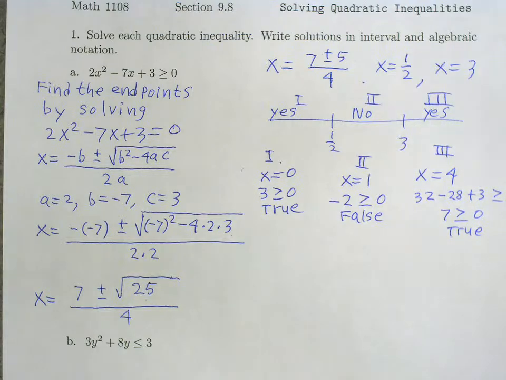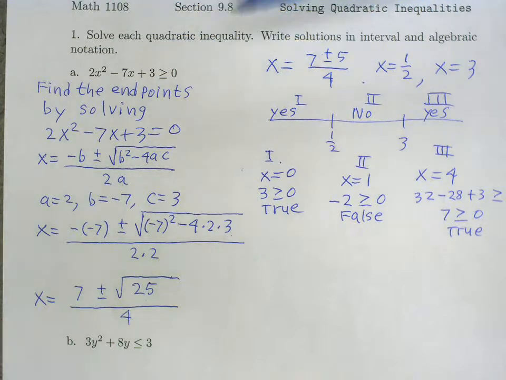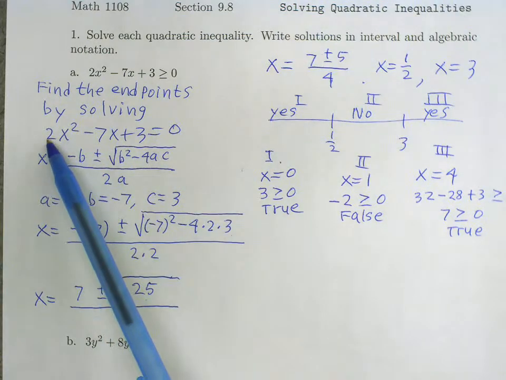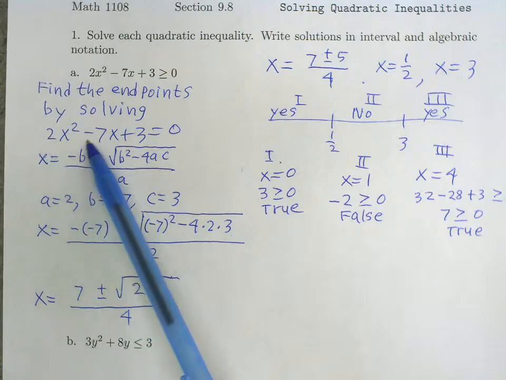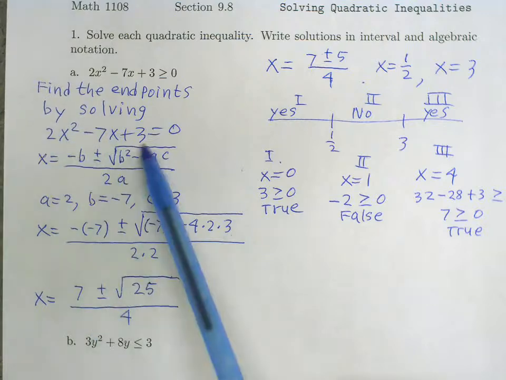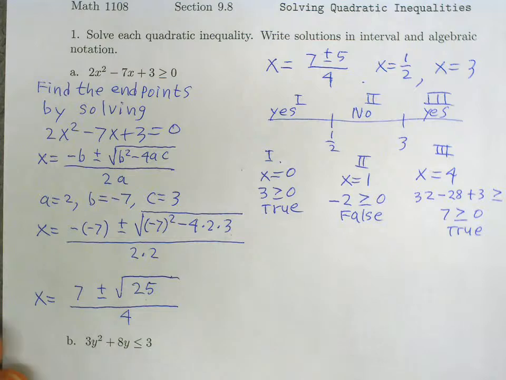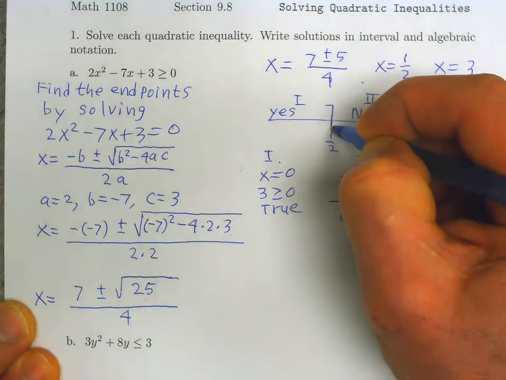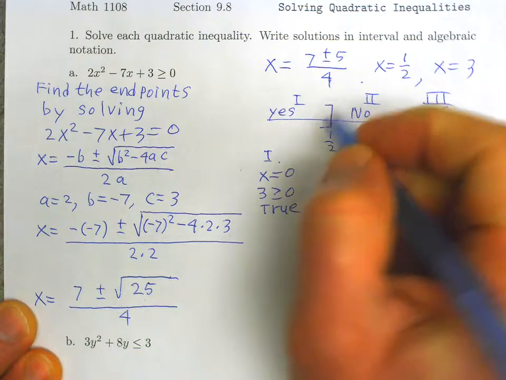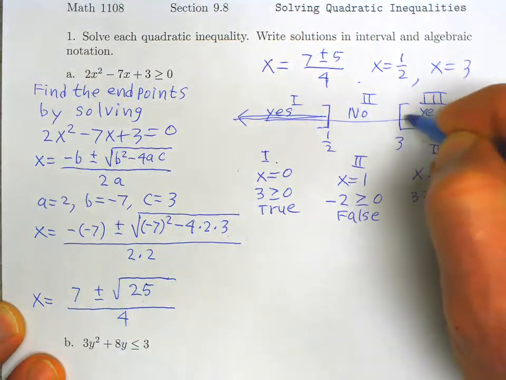And then the endpoints, both will be included because of the or equal to 0 part. Remember what 1/2 and 3 are. Those are the numbers that make 2x squared minus 7x plus 3 equal to 0, because those are the solutions to this equation. So 0 greater than or equal to 0 is true. It's the or equal to 0 that makes it true. So both of the endpoints are included. Put a bracket at 1/2 and shade to the left. Put a bracket at 3 and shade to the right.